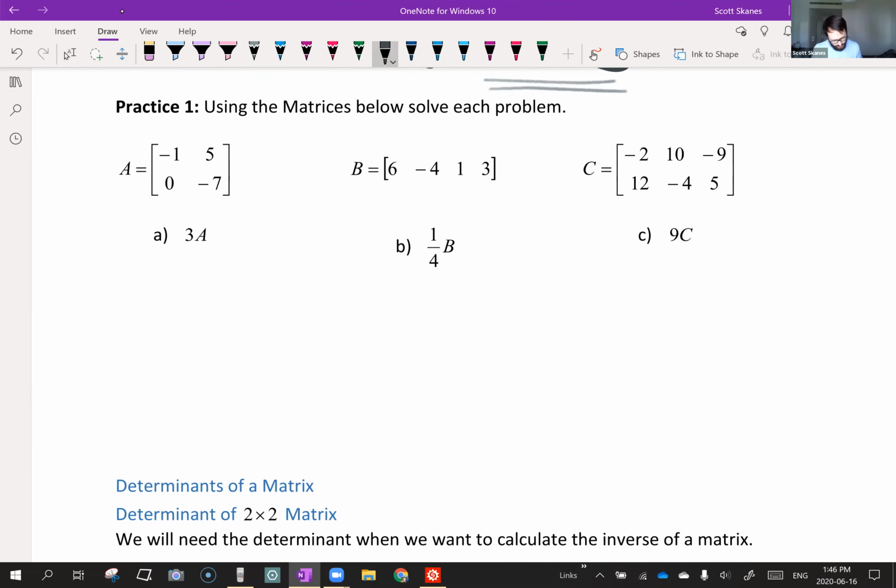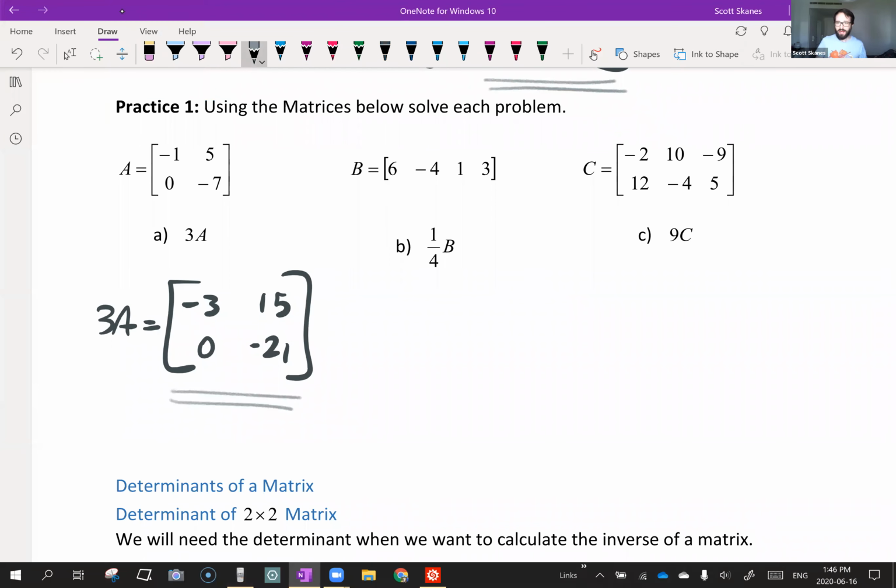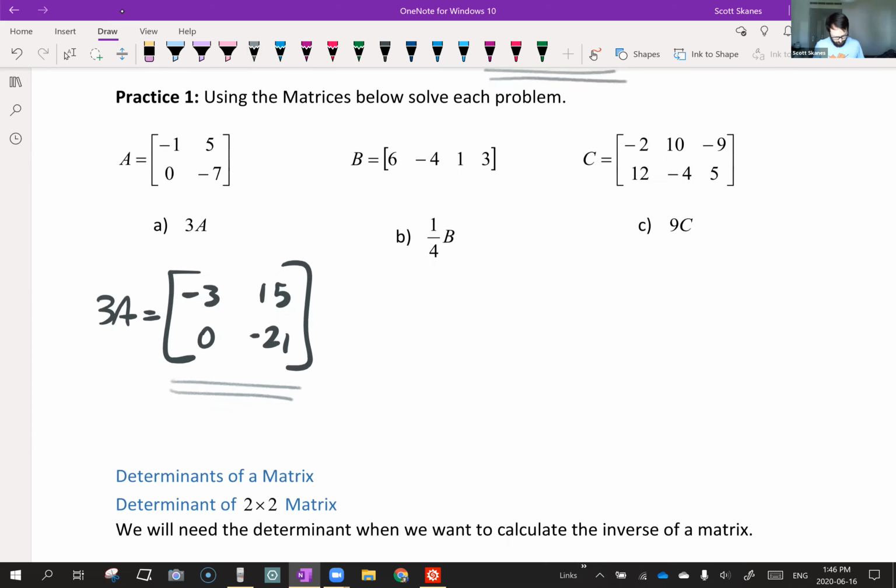This question 3A, well 3A is 3 times every one of the elements. So it's really easy, right? -3, 15, 0, -21. And you would do the same thing for the rest. So let's not. You get the idea. We don't need to do the practice. In this one, you divide everything by 4. In this one, you'd multiply everything by 9. It's easy. I don't need to show you another example on that. If it has a number in front, just multiply.